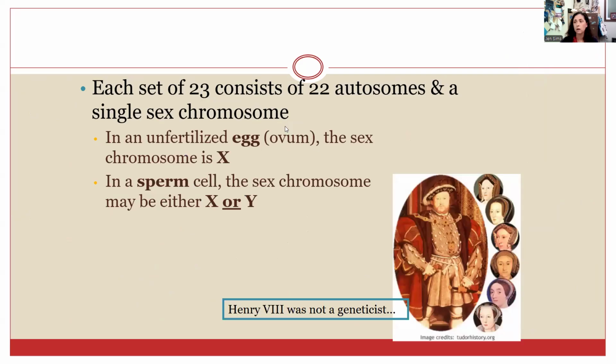All right, now each set of 23 chromosomes contains 22 autosomes and, typically, a single sex chromosome. Now, in an unfertilized egg, the ovum, the sex chromosome is X. Okay, so again, this is typical. And in a sperm cell, the single sex chromosome may be either X or Y. So I want you to think about this. Okay, let me do some drawing.